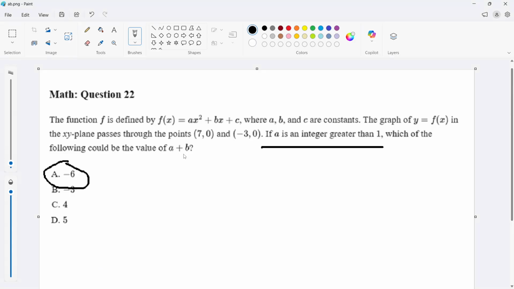All right, so there's 2 questions on SAT Practice Test 6, Math Module 2 Hard, done with Desmos.